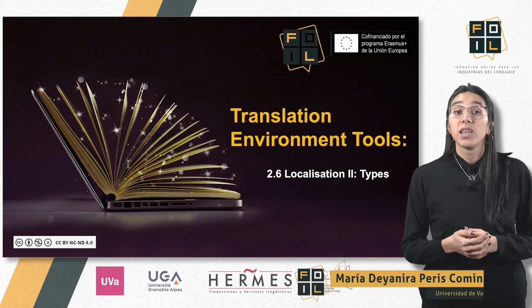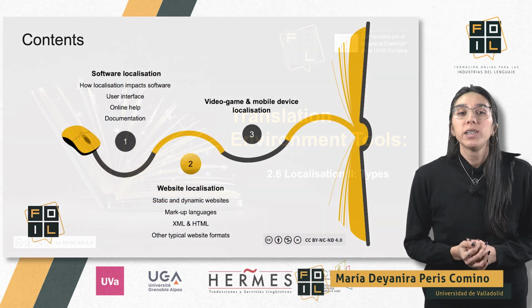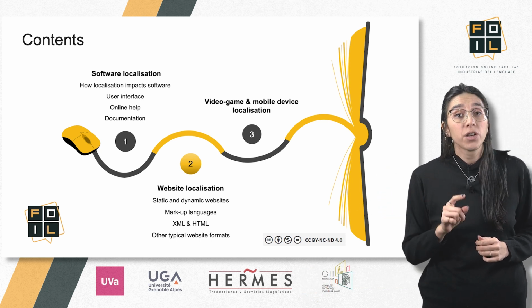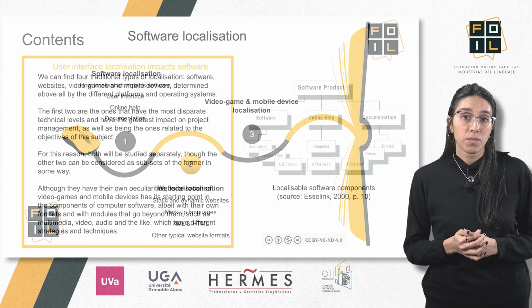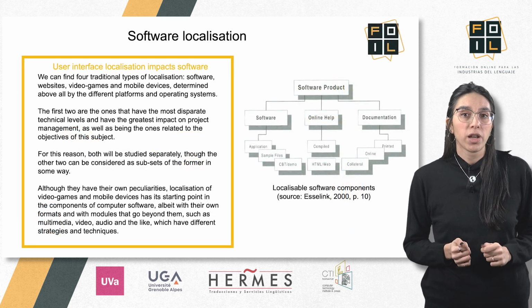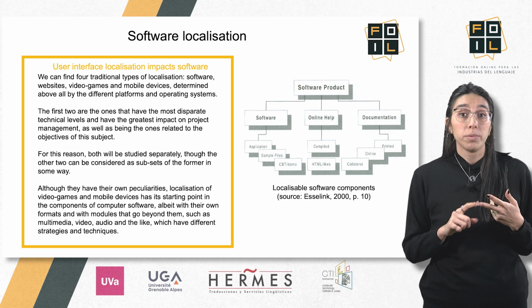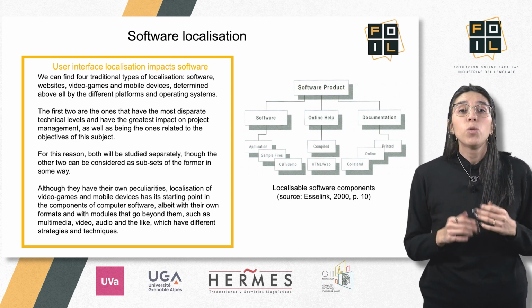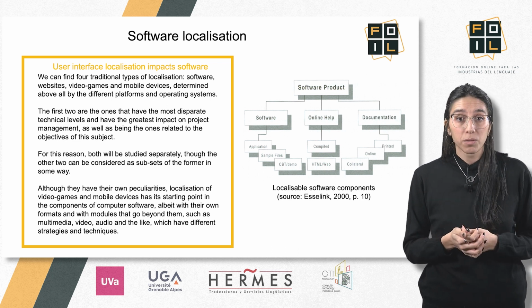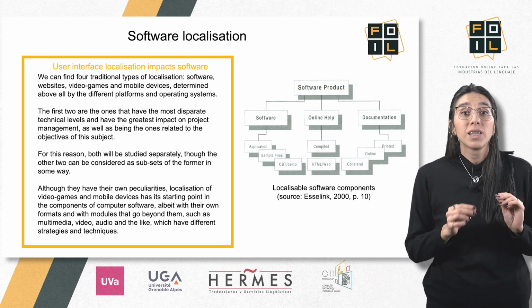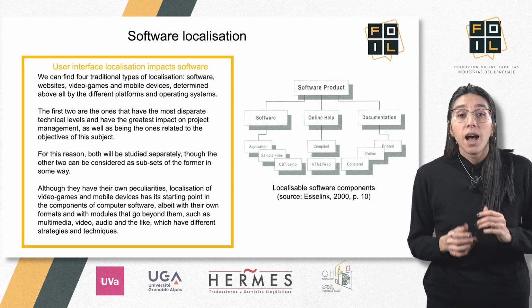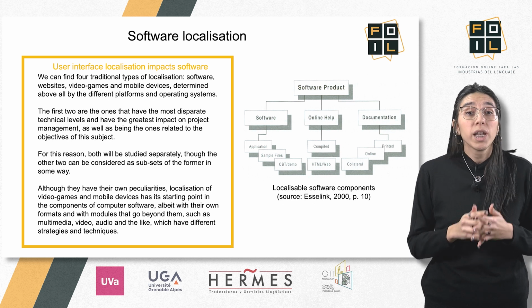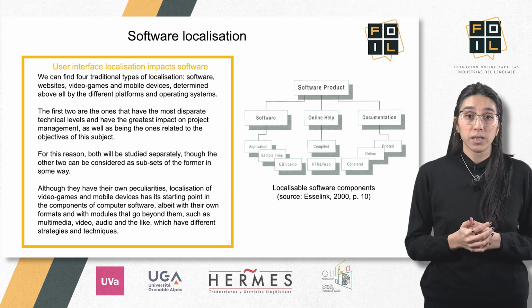In this unit, Localization II, Types, we will see software localization, website localization, and video game and mobile device localization. We can find 4 traditional types of localization: software, websites, video games, and mobile devices, determined by all the different platforms and operating systems. The first 2 are the ones that have the most technical levels and have the greatest impact on project management, as well as being the ones related to the objectives of this subject.